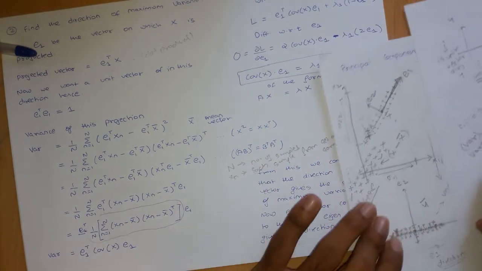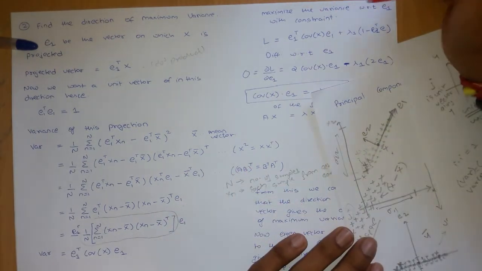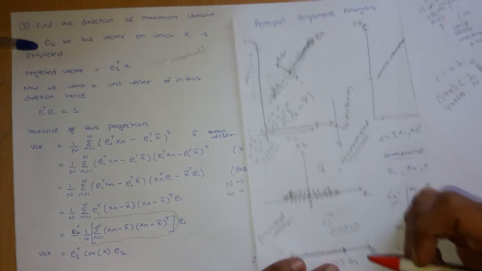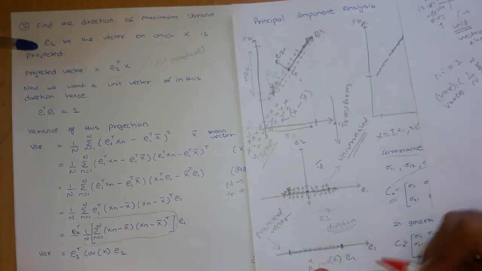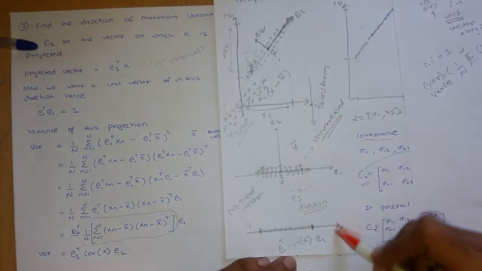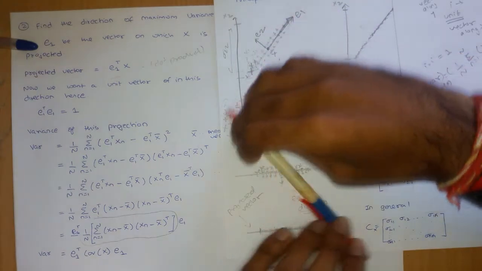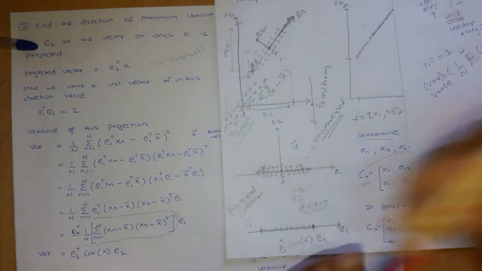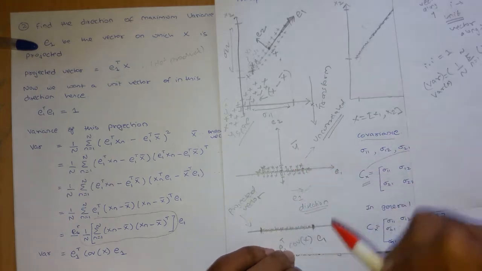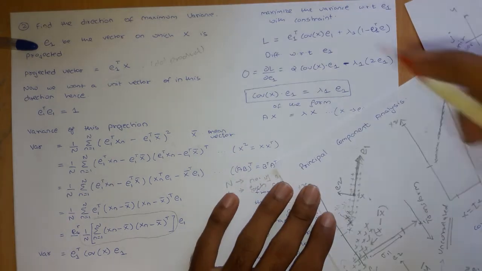Okay, so now our task is to maximize the variance with respect to E1. So I want to find out which is that E1 which will maximize my variance. So is it this, or which is it? For n dimensions there can be many axes. So which is that E1 axis which will maximize my variance? That is what I have to find out.